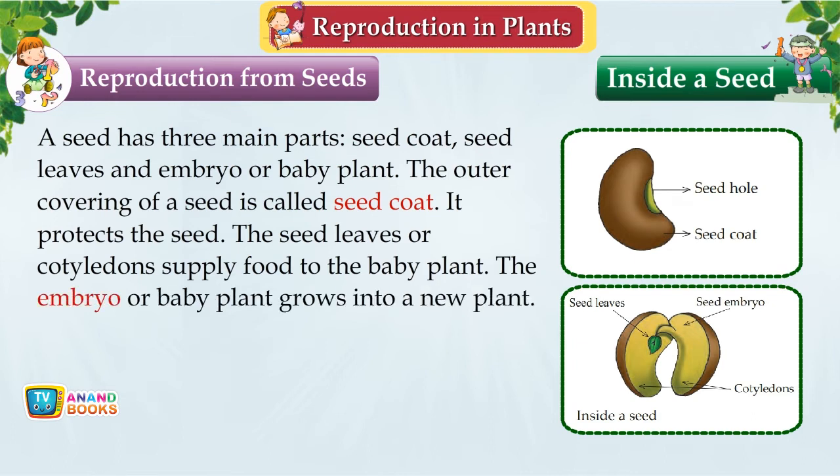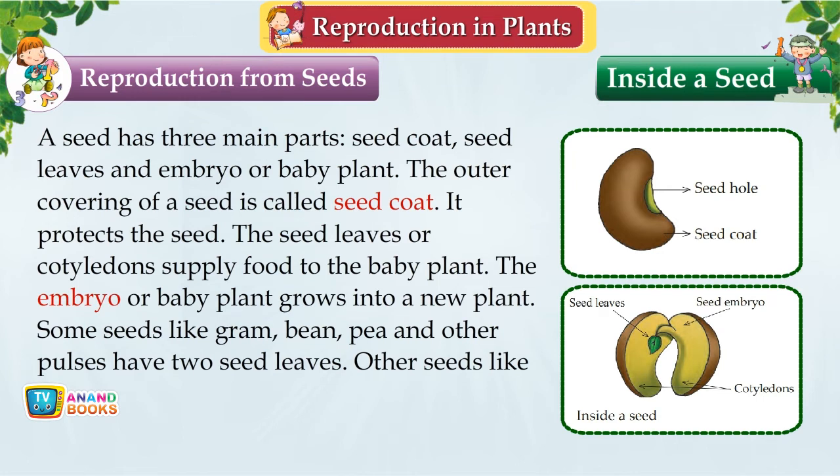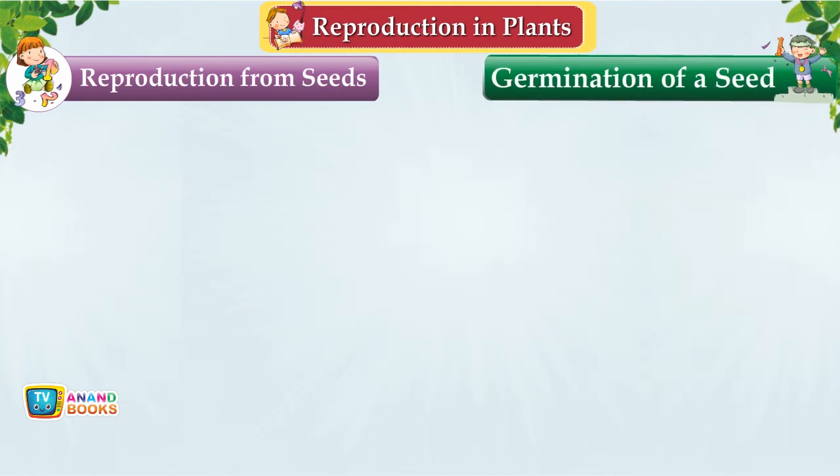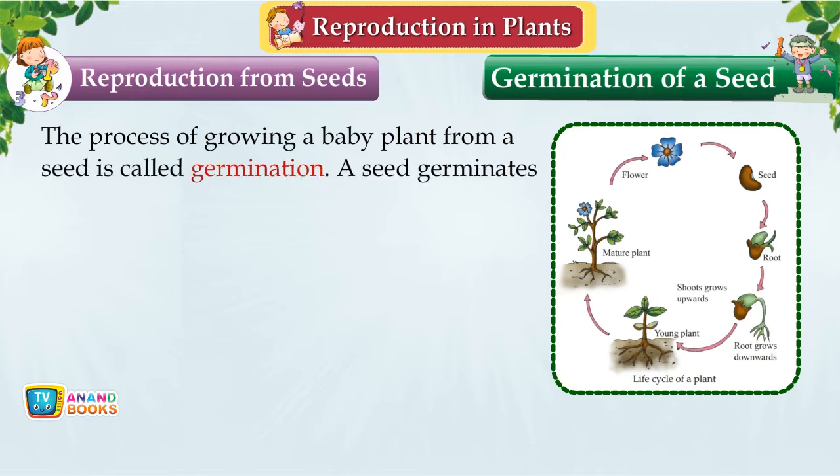The embryo or baby plant grows into a new plant. Some seeds like gram, bean, pea, and other pulses have two seed leaves. Other seeds like wheat, maize, and rice have only one seed leaf. Germination of a seed. The process of growing a baby plant from a seed is called germination.